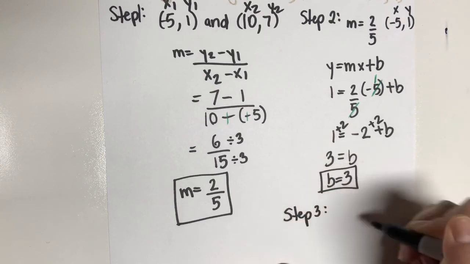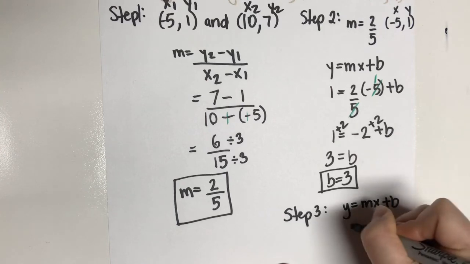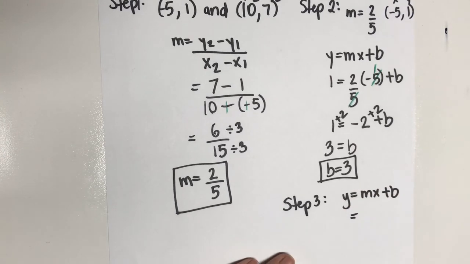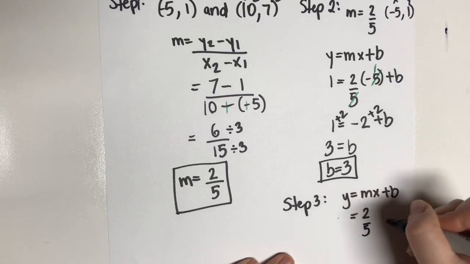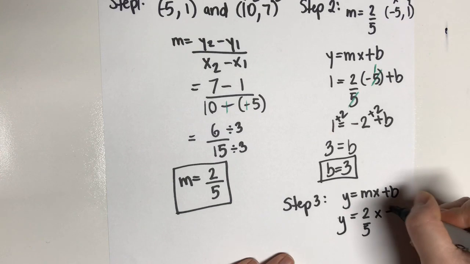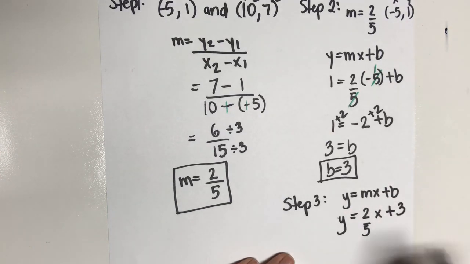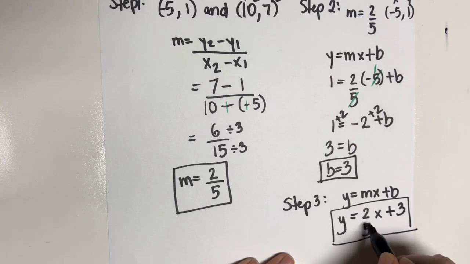Step 3, I'm going to put it all together. So y equals mx plus b. So instead of m, I'm going to write 2 over 5. And instead of b, I'm going to write 3. Please don't forget the x that goes beside the slope. That's a common error.